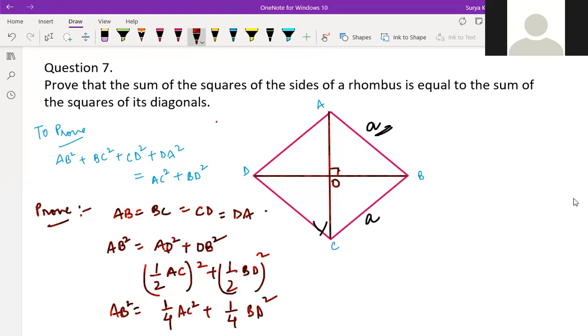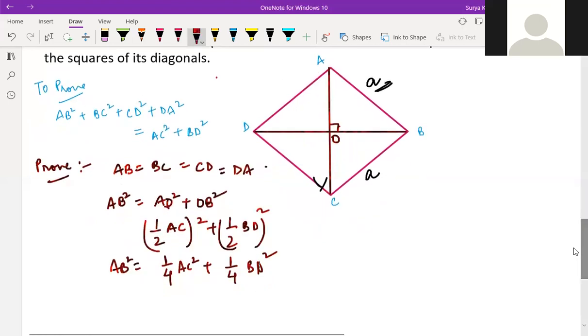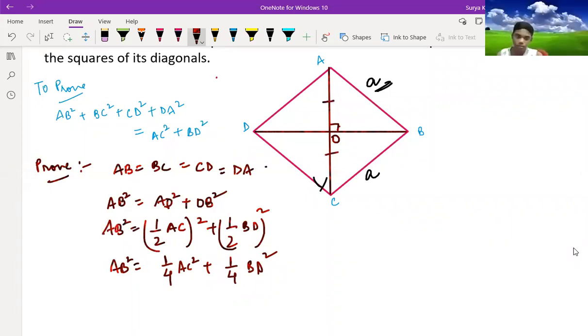This much is clear, children. What I am doing: AO we can write. AO is half of AC. Understood? Because diagonals bisect each other. AO is what? Half of AC. Why? Because the diagonals bisect each other. These two are equal, these two are equal. So AO is equal to OC, and half of AC is nothing but AO. Is it clear, Adarsh? Yes, sir.